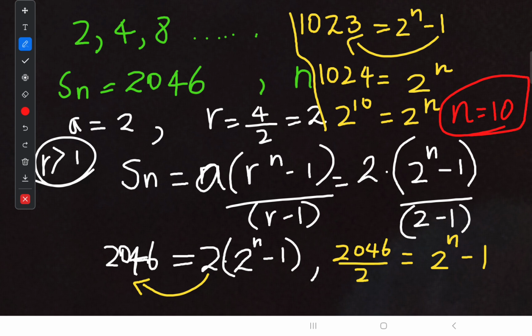This is the way you have to do this question. You should know the basics clearly: how to find a and r, and if r is greater than 1, which formula you have to use to find your sum. Okay, we are clear with that. It's very easy to deal with this kind of question. Okay, that's all.